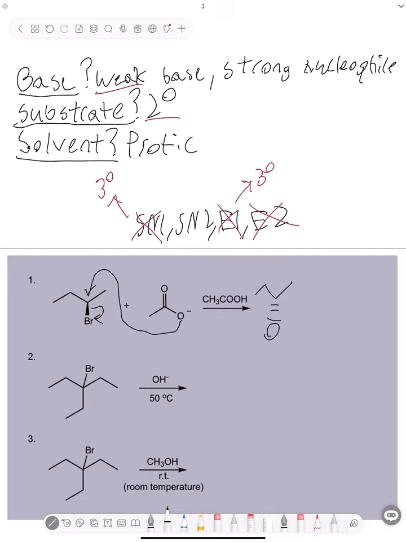So we would then draw our oxygen with the acetate attached. And then we'll have our bromine with our negative charge. And that's how you solve this reaction.